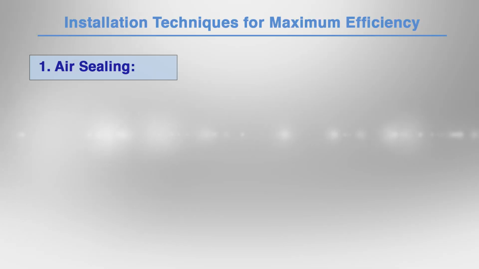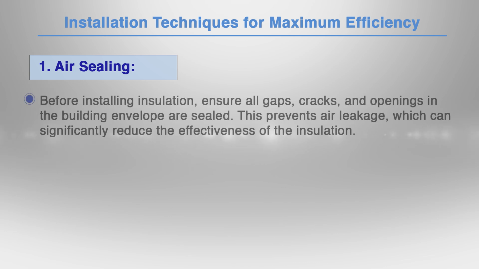General best practices. First one is air sealing. Before installing insulation, ensure all gaps, cracks and openings in the building envelope are sealed. These prevent air leakage, which can significantly reduce the effectiveness of insulation. Use caulk and expanding foam to seal small gaps and around windows, doors and plumbing penetrations. Install weather stripping around the doors and windows to minimize air leakage.